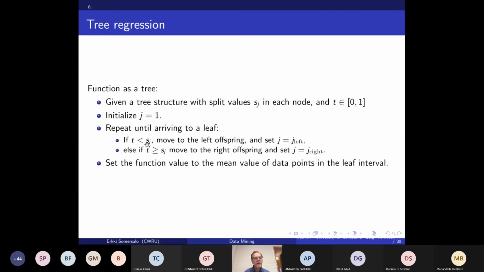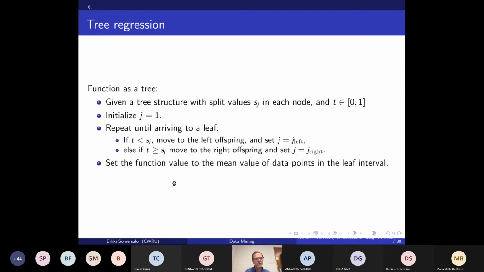I'm going to one of those intervals that I have in the current splitting, and I'm asking if t is smaller than the jth split value, and then I'm going down the tree to the left, and if t is larger than the split value, I'm going to the right of the tree. And so my function is now approximated by the mean value in the subinterval, so if I stop the process there, then I have an approximation for the function, which is the mean value in the interval.